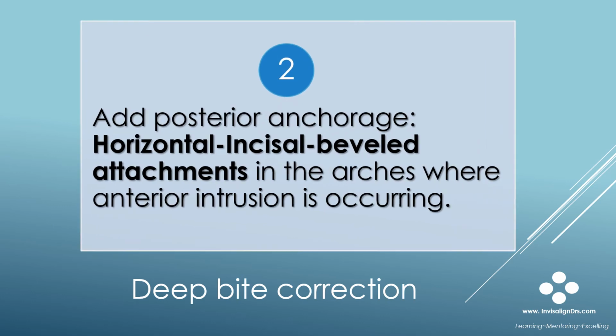The second guideline is to increase posterior anchorage in the arches where this intrusion is occurring, the anterior intrusion that is. I do this by adding attachments to posterior teeth. I prefer the horizontal incisal bevel attachment for anchorage. Add one to a first or second premolar or a first molar that do not have attachments already. And I usually will add just one per quadrant.